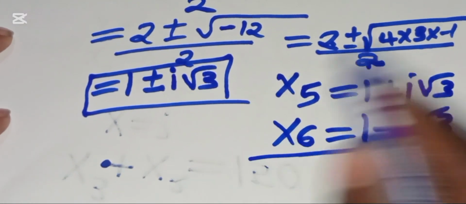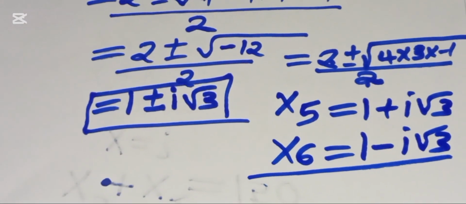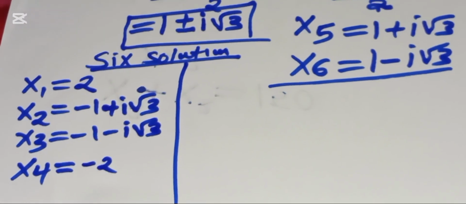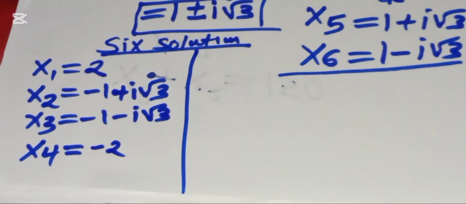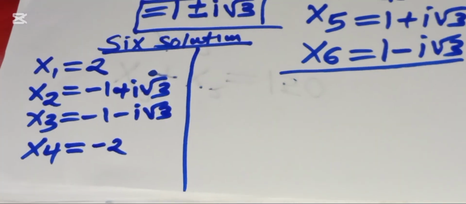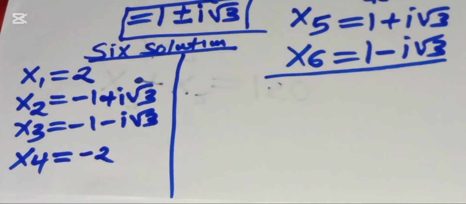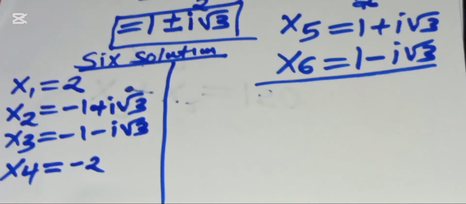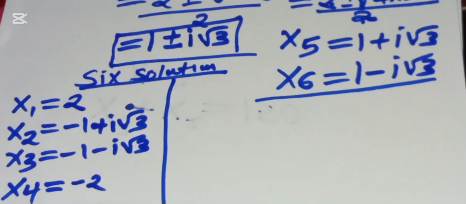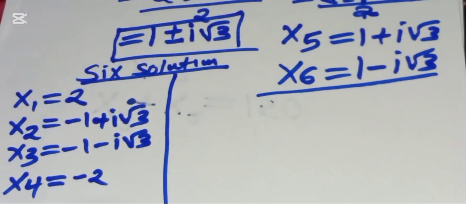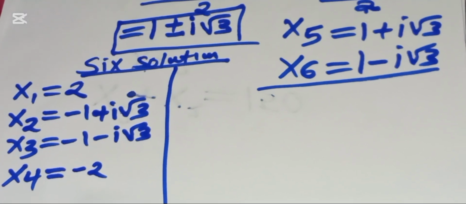Now we have 6 solutions for our equation, as we have solved. As you can see, our exponential equation has 6 solutions, whereby x1 is equal to 2, x2 is equal to -1 plus i square root of 3, x3 is -1 minus i square root of 3, and x4 is equal to -2, x5 is 1 plus i square root of 3, and x6 is 1 minus i square root of 3. Now that means that we have 4 complex solutions and only 2 real solutions.